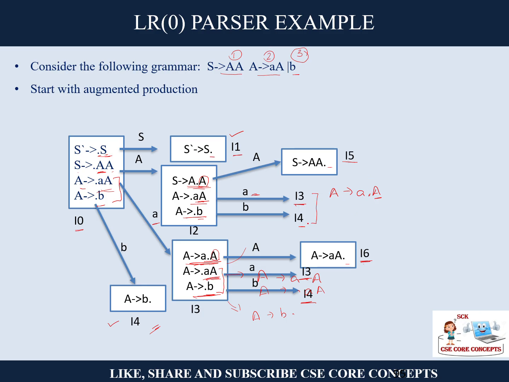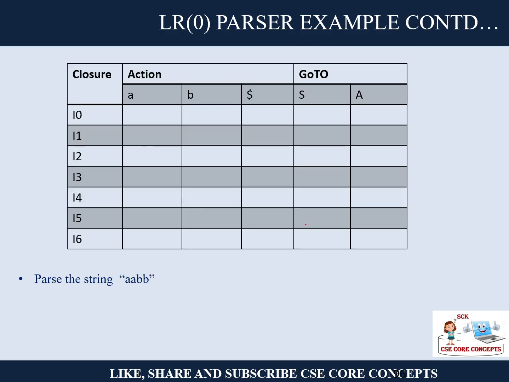So let's go to the next stage, that is creating the parsing table. We have 7 closures here, which we have listed here on the side. And we have listed all the terminals, that is a, b, dollar. And the go-to is for the non-terminals. So here we have two go-tos, that is S and A. We always start with the closure I0.